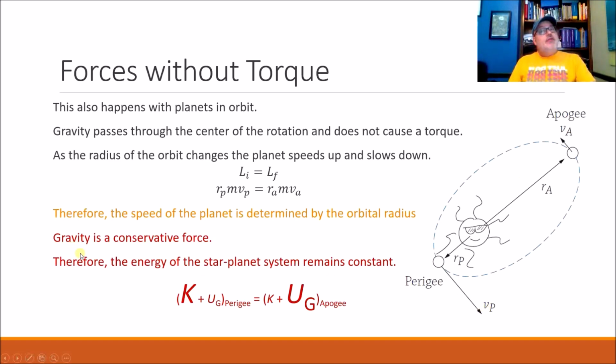Now, since gravity is a conservative force, we're going to have conservation of energy for our planet-star system. So as the planet speeds up, as it gets closer, its potential energy is decreasing because it's getting closer, but its kinetic energy is increasing. At apogee, its potential energy is getting larger because it's getting farther and farther away from the star as its kinetic energy is decreasing, and these two must be the same.